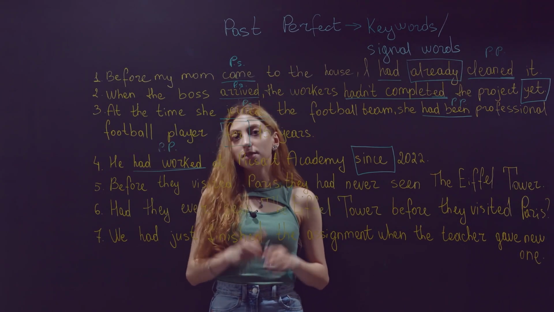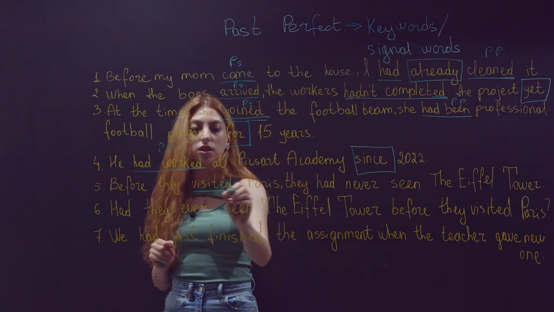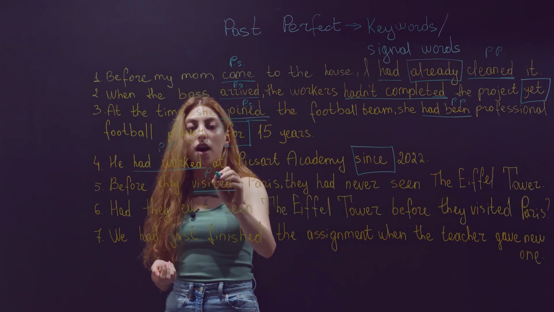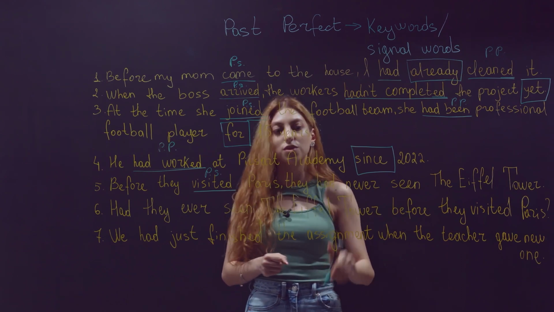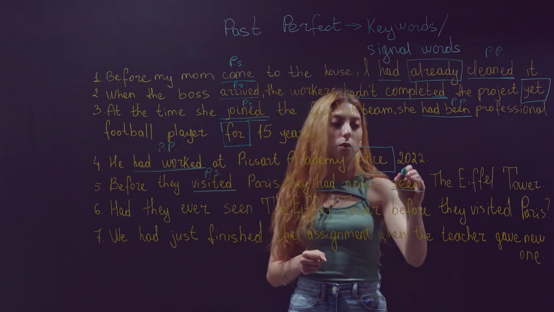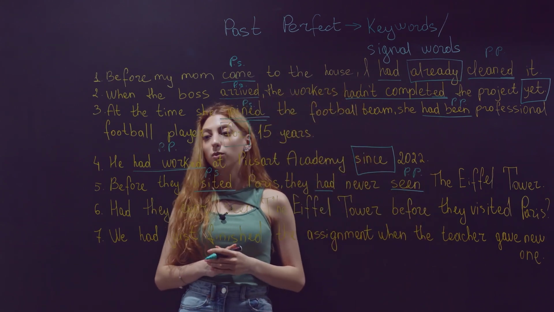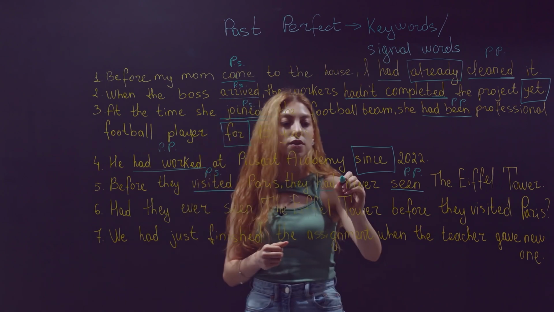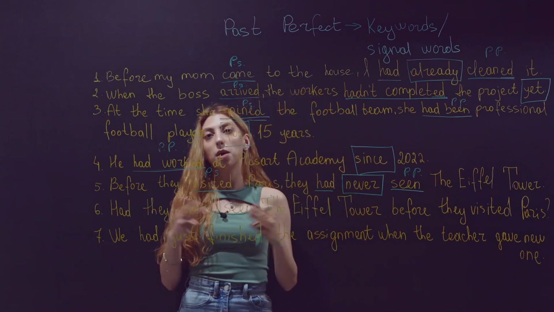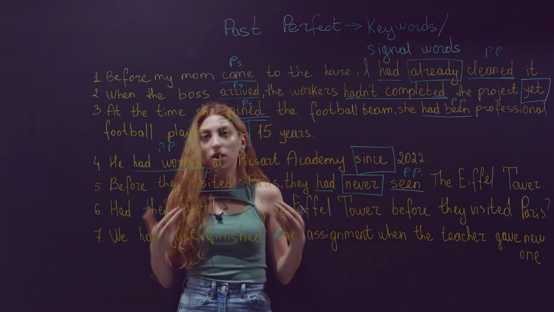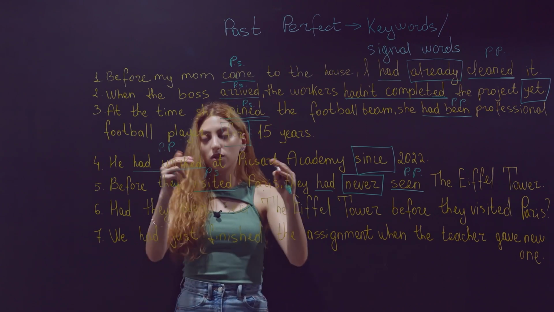Next one, before they visited Paris, they had never seen the Eiffel Tower. Okay, let's analyze the structure. They visited, of course, is past simple tense. They had never seen the Eiffel Tower. So had seen is our past perfect tense. And let's find the keyword, which is never in this case. I want you to pay attention to never, okay? Never shows your life experience. Like I have never or I had never done something like this, okay? Well, this is it.